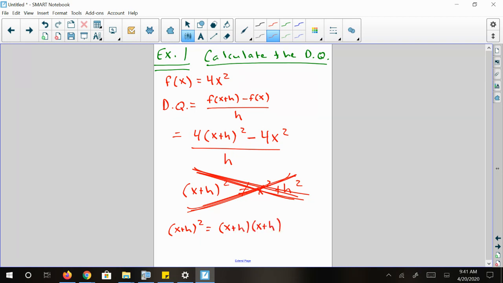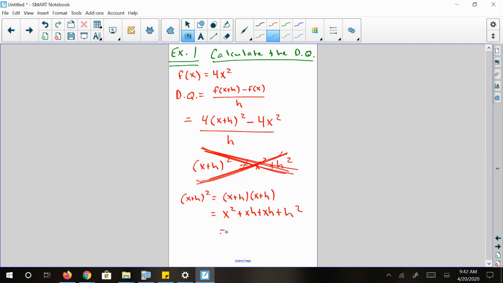So this would be x times x is x squared, x times h is xh, h times x is also xh, and then h times h is h squared. We have some like terms in the middle here that we can combine, so we get x squared plus 2xh plus h squared.